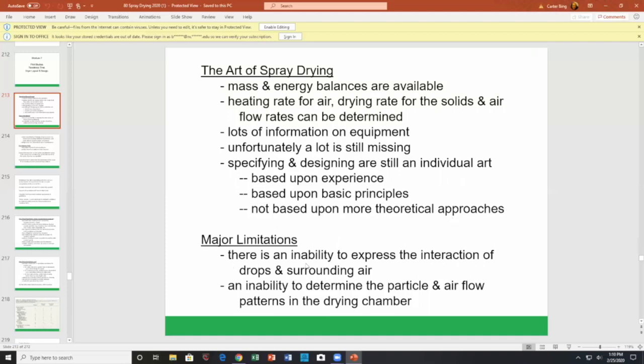Limitation, a major limitation: the inability to express the interaction of drops with surrounding air. There you go. That may be changing. We'll get to some of the computer simulations later. An inability to determine the particle and airflow patterns in the drying chamber. Again, this is the idea: you set up a confetti flow system and videotape it, you can gain some understanding about what flow systems you have.